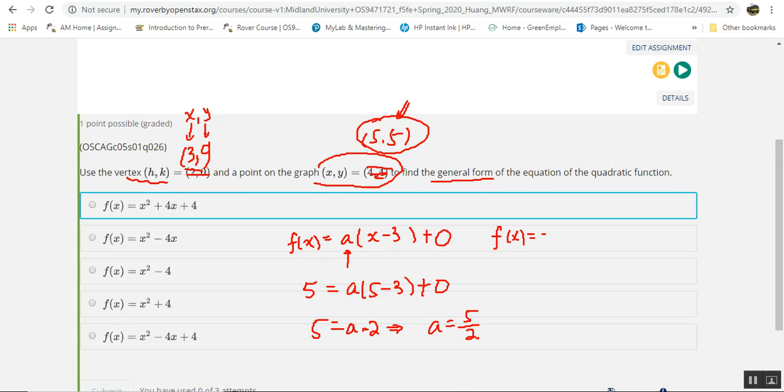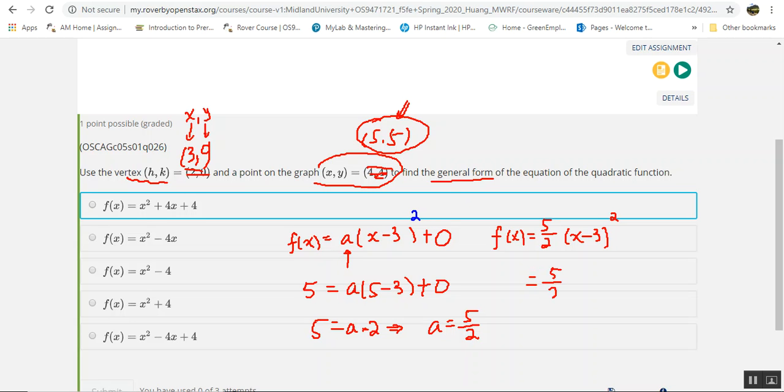f of x equals, I'm sorry, I actually missed one thing. This is supposed to be squared here. So I'm going to correct my mistake: 5 halves times (x minus 3) squared plus 0. I'm going to skip that one, because we need to write that into standard general form, so we need to expand it.